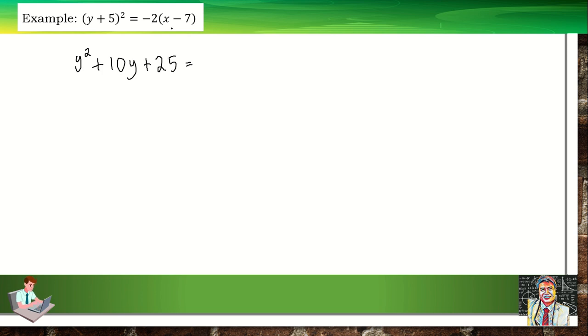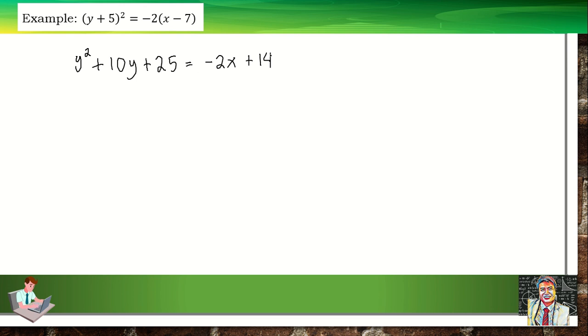Is equal to distribute daw natin. So, this will become negative 2x. Negative 2 times negative 7, that is positive 14. Ayan. So, next step daw natin, place all the terms to the left side of the equation.